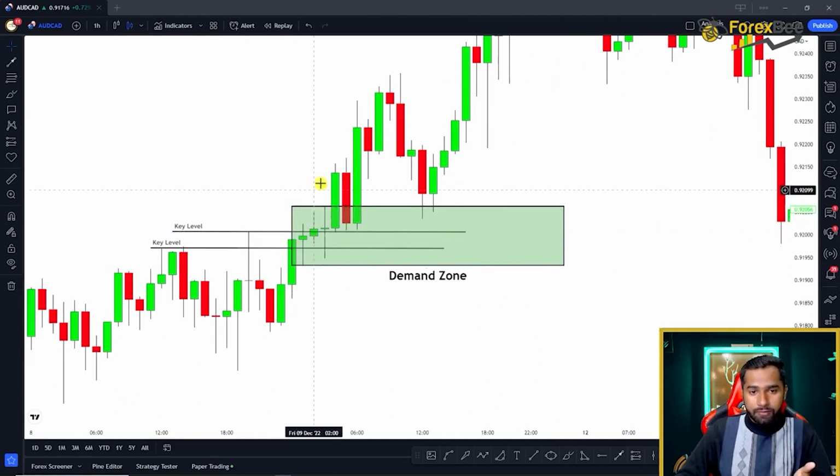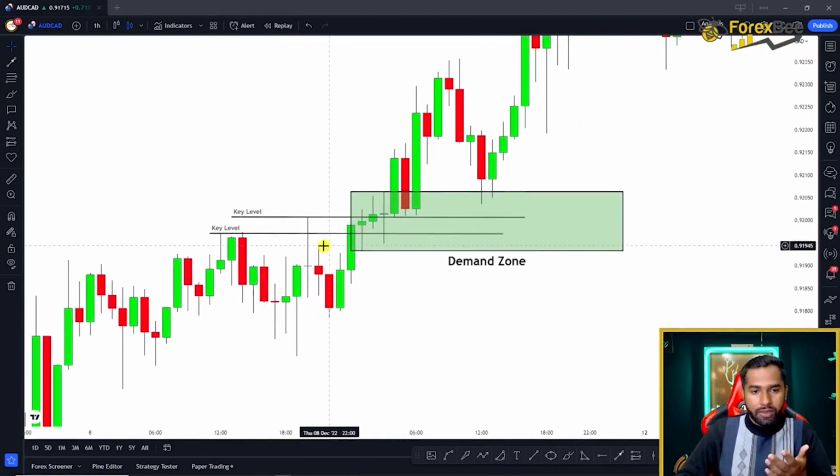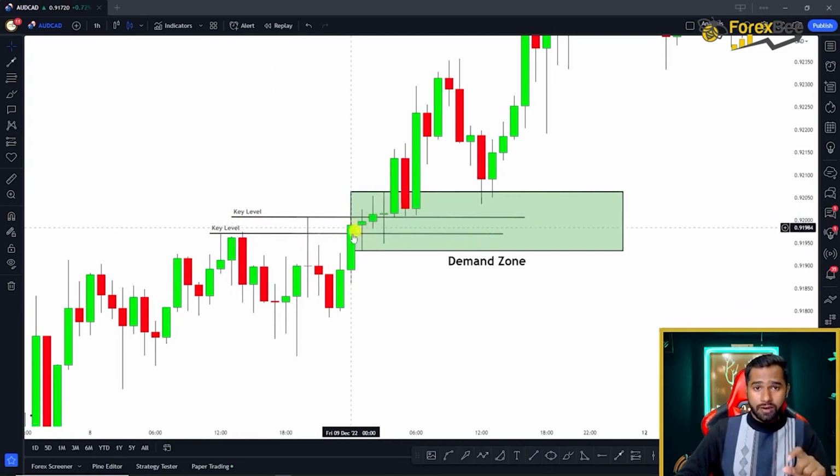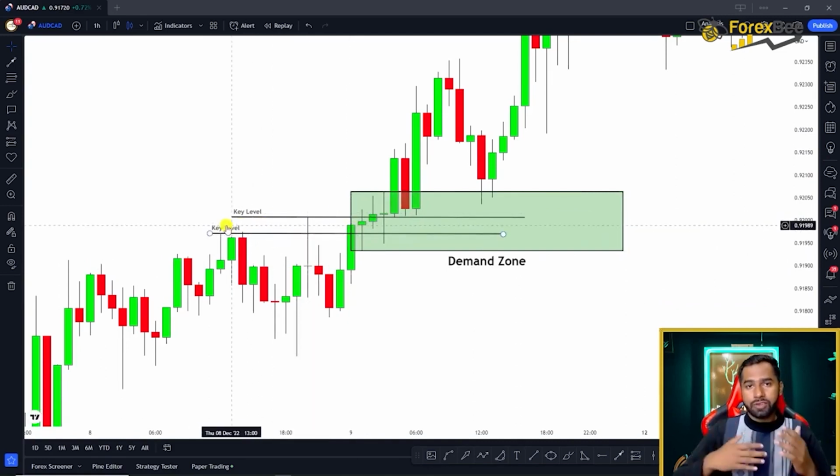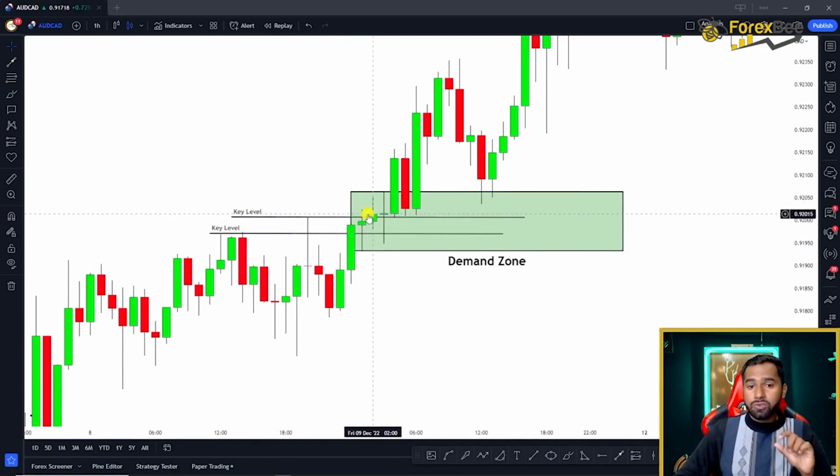Now, with the formation of this demand zone, if we look in the past, we can see the formation of key levels, and there is this key level from which the market is being rejected multiple times, and also at this key level we can see that market got rejected a lot. So both these key levels are important because market is getting rejected from these key levels, and also at the same level in the market there is the formation of this demand zone.